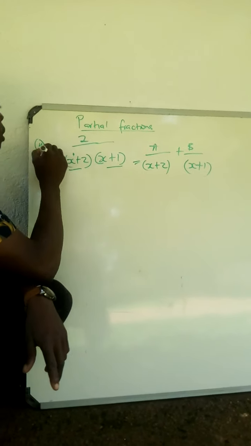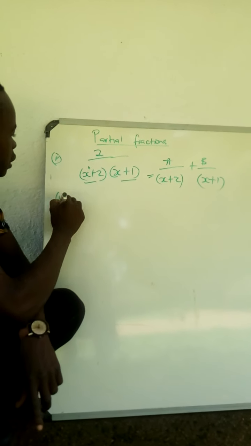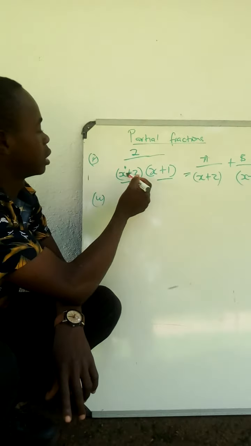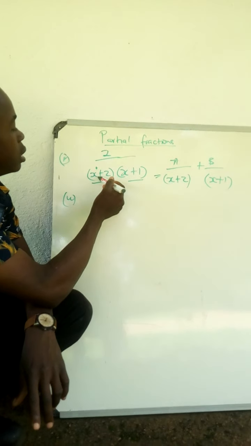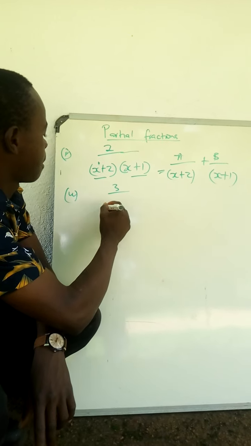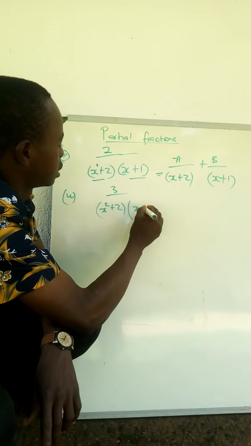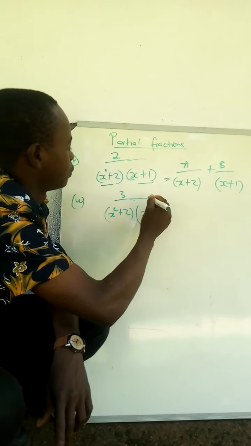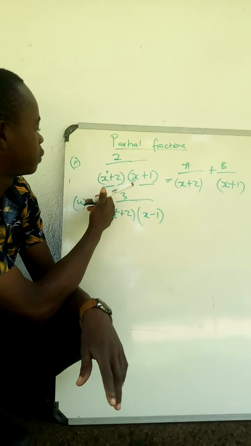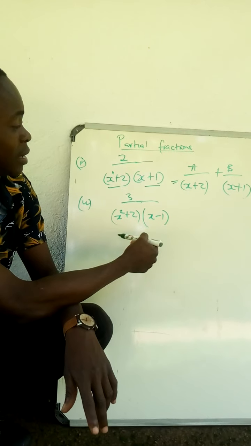Now let's consider this kind of fraction where we've got a quadratic. Let's say it's 3 over x squared plus 2x minus 1. As you can see, this is now different. Here we've got x to the power 1 and here we've got x squared. So this is a quadratic.